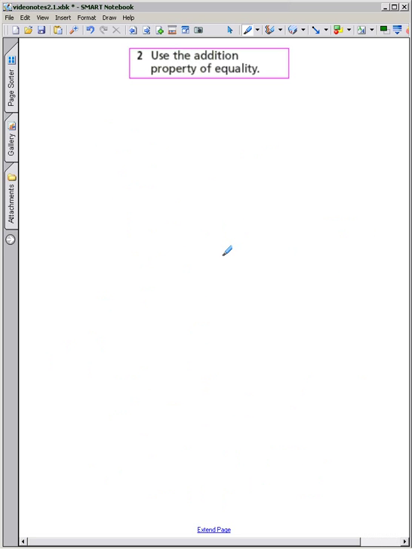Now, let's talk about the addition property of equality because it's one of the very important properties that allows us to solve a linear equation, and in fact, any equation. The addition property of equality states that if I have two things set equal to each other, if A is equal to C, then the addition property says that if I add the same quantity to both sides, I get an equivalent equation.